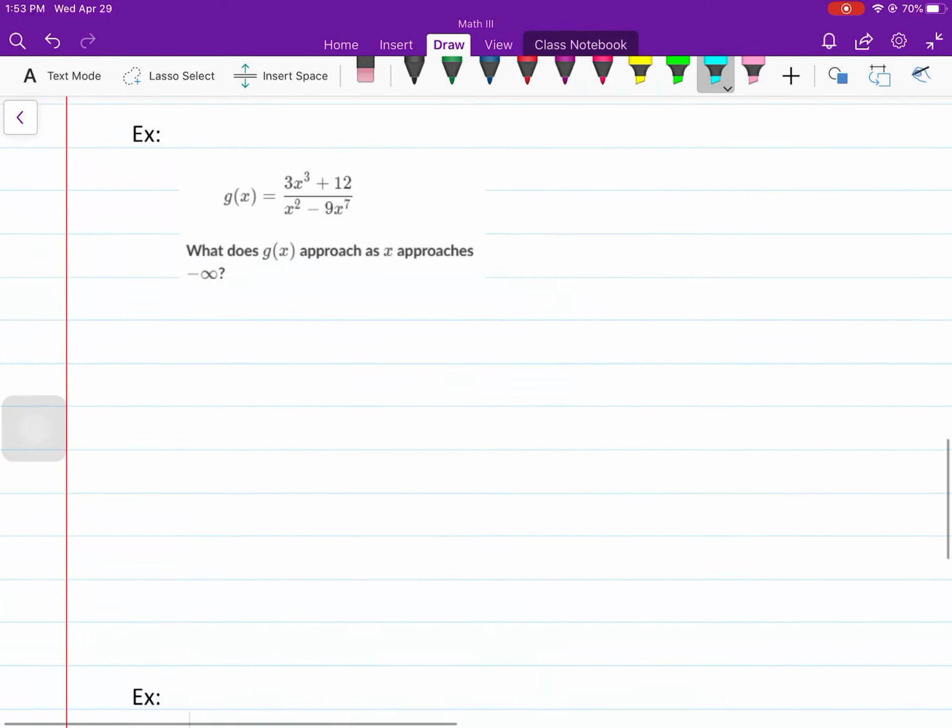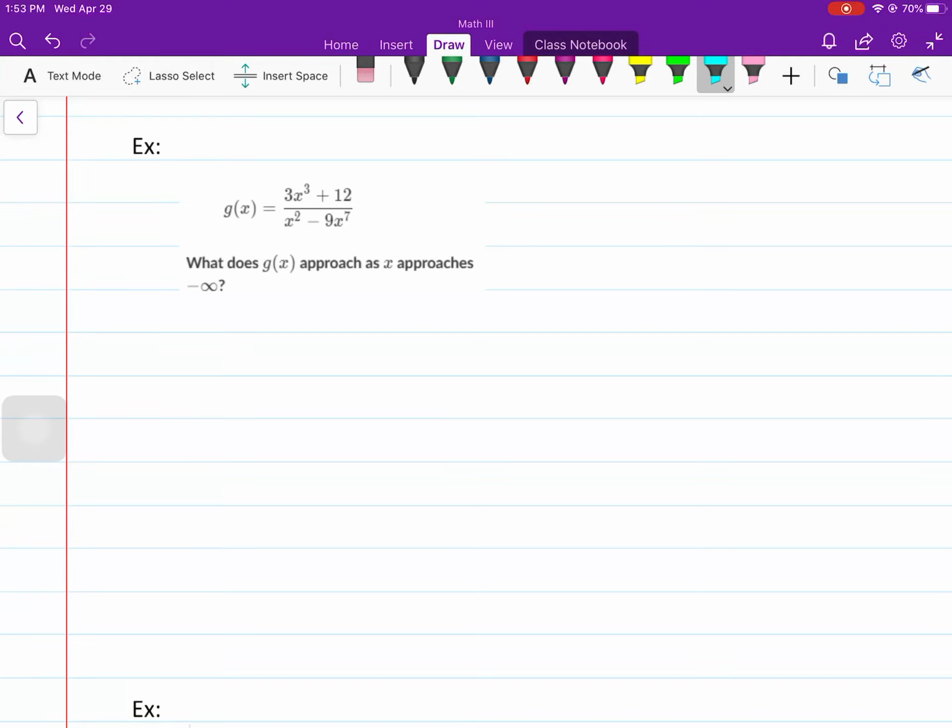Let's take a look at another example. So on this example, notice the power on the bottom is now greater. So this one's going to be going to 0. So as x approaches negative infinity, again, it's saying negative infinity, you've got to pay attention to that. g of x, instead of f of x, we're calling this one g of x, is approaching 0.